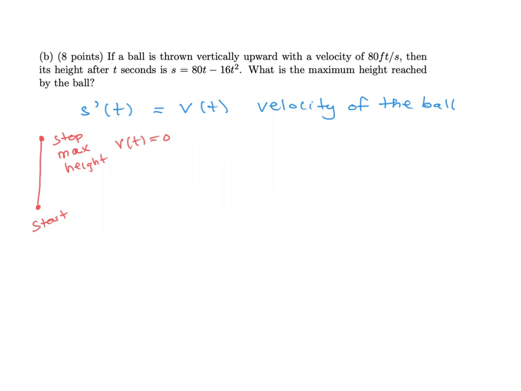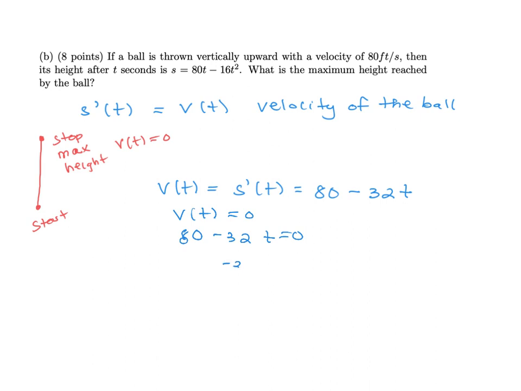So let's see. v of t is equal to s prime of t, which is 80 minus 32t. So the velocity v of t is equal to 0 when 80 minus 32t is equal to 0. And so that's when negative 32t is equal to negative 80, or when t is equal to negative 80 over negative 32. The negatives cancel, and this simplifies to, all right, so 8 goes into both of those. That's 10 over 4, or 5 halves, and that is seconds.